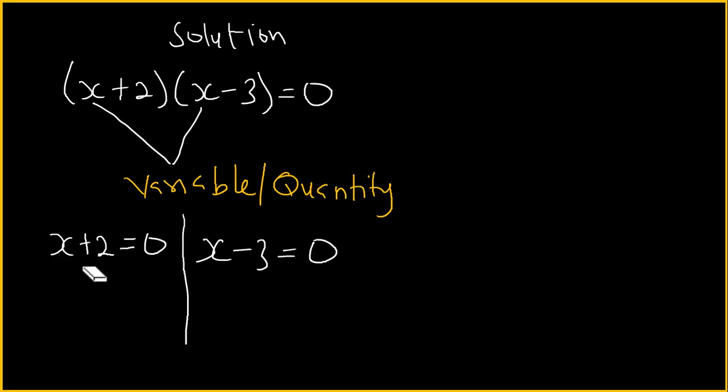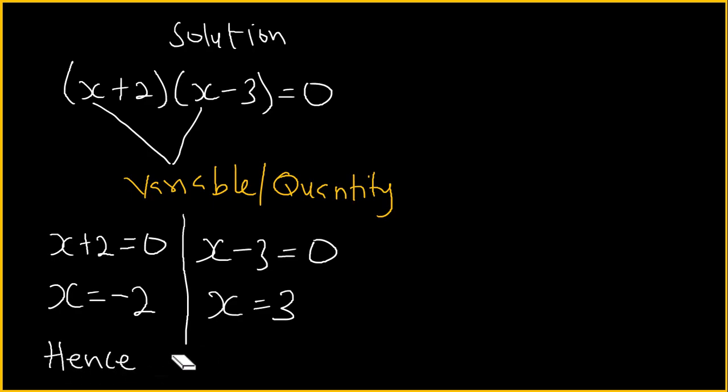Now we want x, which is the variable. x is equal to the number 2 taken to the other side of the equation, and it becomes negative 2. The other x is computed as x is equal to negative 3 taken to the other side, and it becomes positive 3. So these are the roots or the solutions to this quadratic equation.